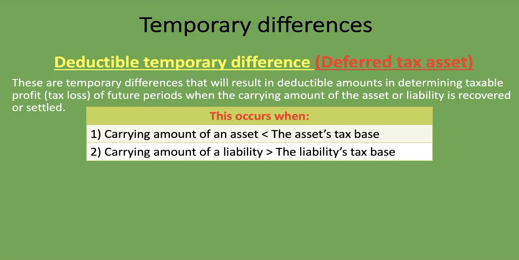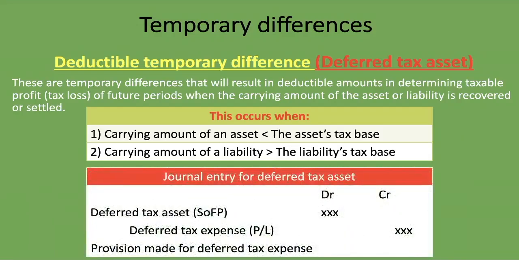Now we're going to go through examples where you'll hopefully get to understand this well. And what is the journal entry when you have a deferred tax asset? Well, it should be just as easy. You debit your deferred tax asset, and that is the one in the statement of financial position as a non-current asset, and you credit your deferred tax expense, the one that will go into your statement of comprehensive income or in your income statement or profit or loss. And the narration there is still the same as a deferred tax liability, provision made for deferred tax expense.